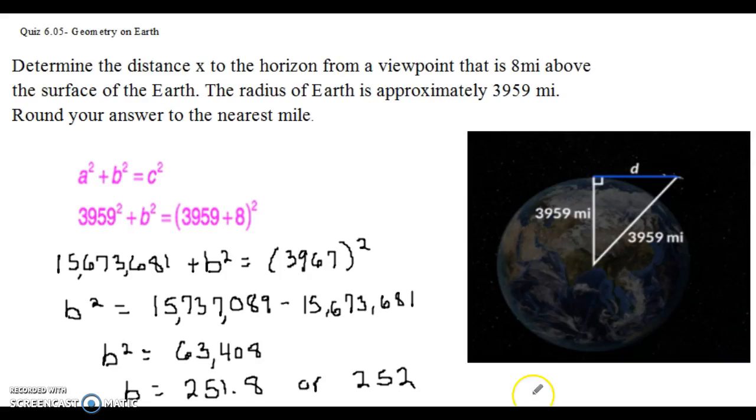All right, this is some help with quiz 6.05. Now, this quiz, there are 3 problems that are all going to be very similar. This is geometry on Earth. So the first 3 problems, you're going to be doing the same way.